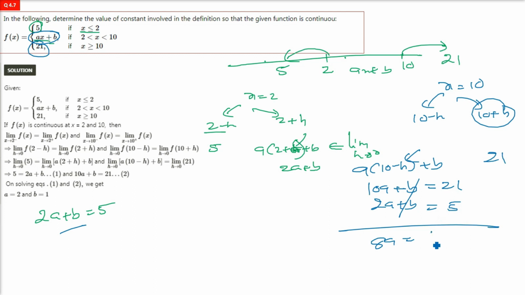21 minus 5 is 16. So a is going to be 16 by 8. That is going to be 2. So a is 2. Now put it here. So 2 into 2 plus b equals 5. b is equal to 5 minus 4. That is going to be 1. So b is 1 and a is equal to 2. Right?